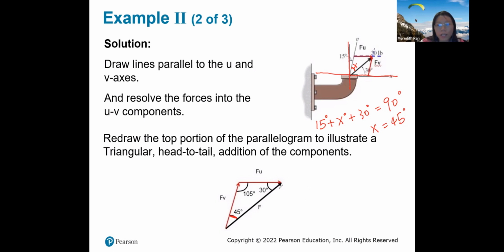And then 180, we know 45, 30, and then we can calculate because these three together need to be 180. That means this one right here will be 105. Okay, so that's where all those angles come from. And then in this triangle, if we're looking at this triangle only, the one on the top is your U component, and then this side of the triangle will be a V component. So that's where FU and FV come from with all those angles.